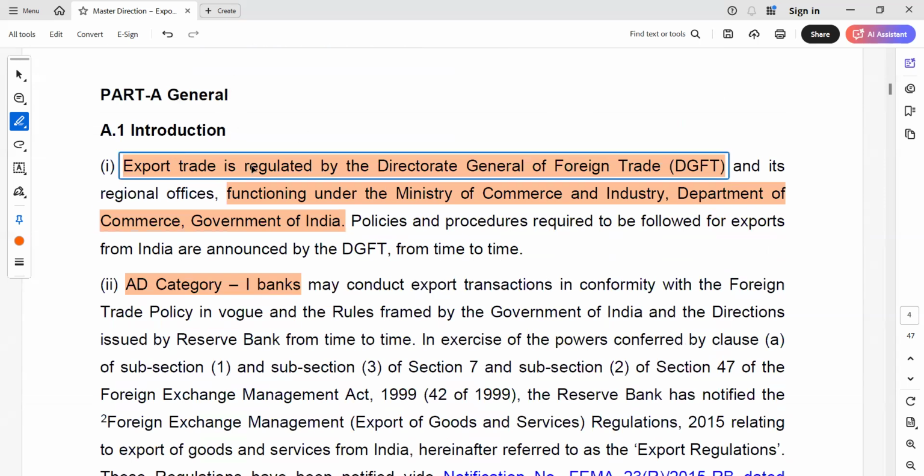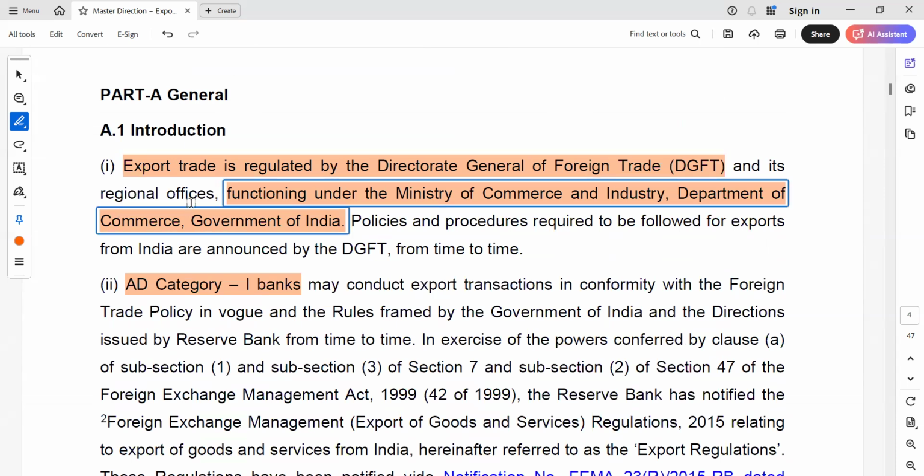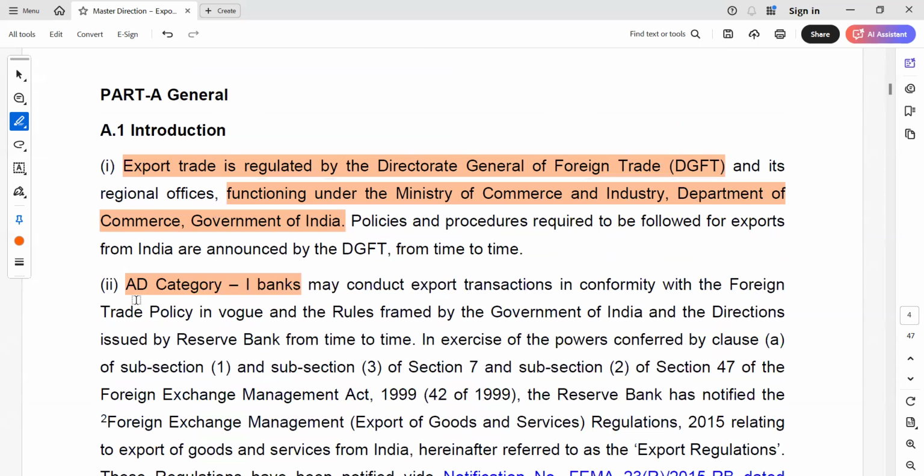So first, export trade is regulated by the Director General of Foreign Trade. So DGFT is regulating the export trade, and its regional offices function under the Ministry of Commerce and Industry, Department of Commerce, Government of India. So AD Category 1 banks may conduct export transactions in conformity with the foreign trade policy in vogue, the rules framed by the Government of India, and directions issued by Reserve Bank from time to time.